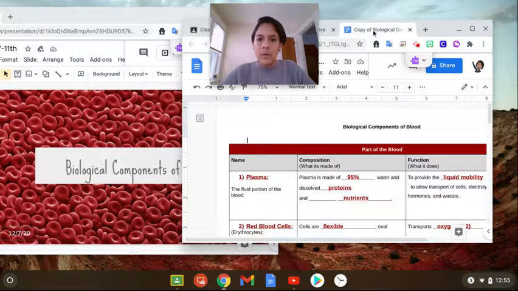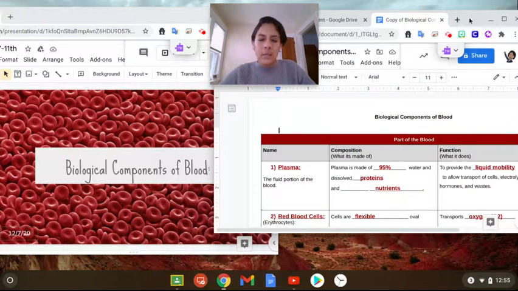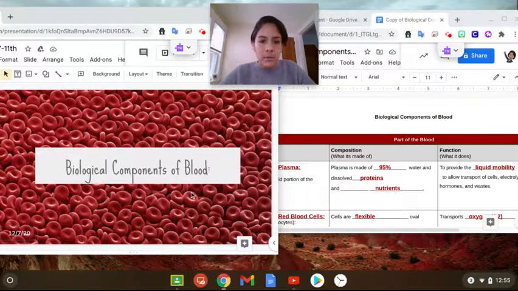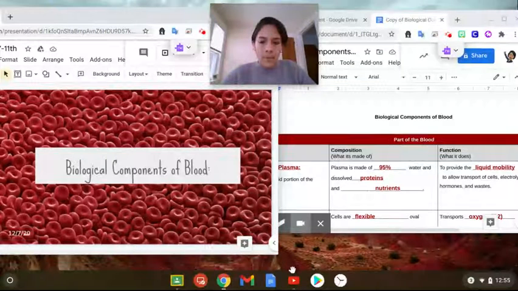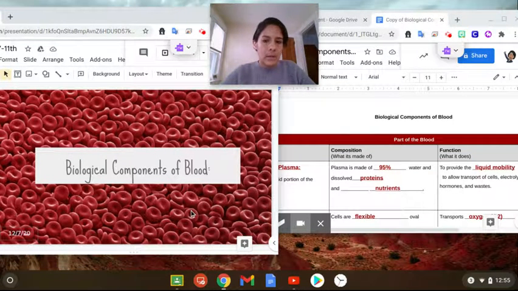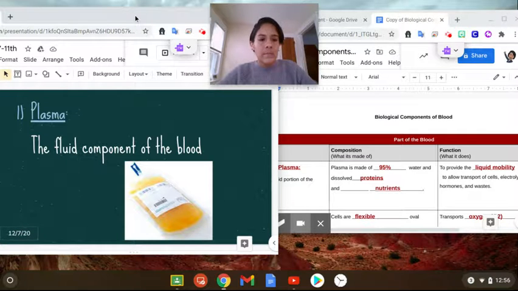Okay, so we have our note page here, and we have our slides and the notes over here. So this week we talked about the biological components of blood. And the first one that we talked about was the plasma. And the plasma is the fluid component of the blood. If you take out all the red blood cells and white blood cells and platelets, your blood is actually yellow in color.